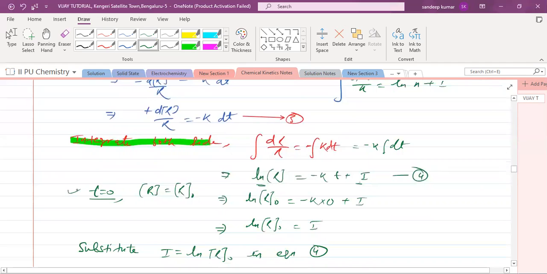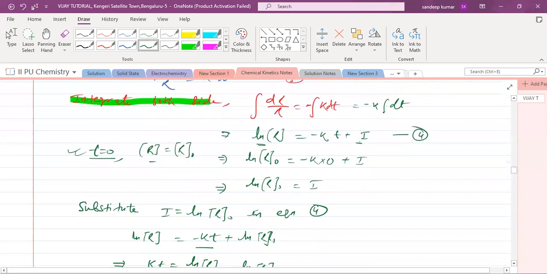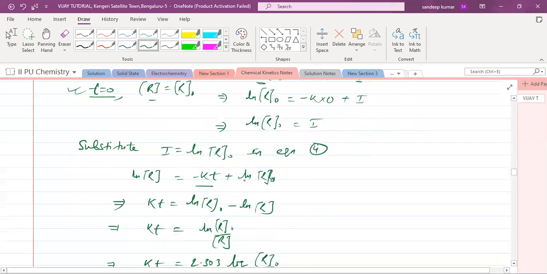When the time is 0, let the concentration of reactant be R0. So I have considered ln of R0 is equal to minus k into 0 plus I. So we are getting I is equal to ln of R0. Now substituting the value of I equal to ln R0 in equation 4, ln R is equal to minus kt plus ln of R0. Now I have moved minus kt to the left hand side, so kt is equal to ln of R0 minus ln of R.